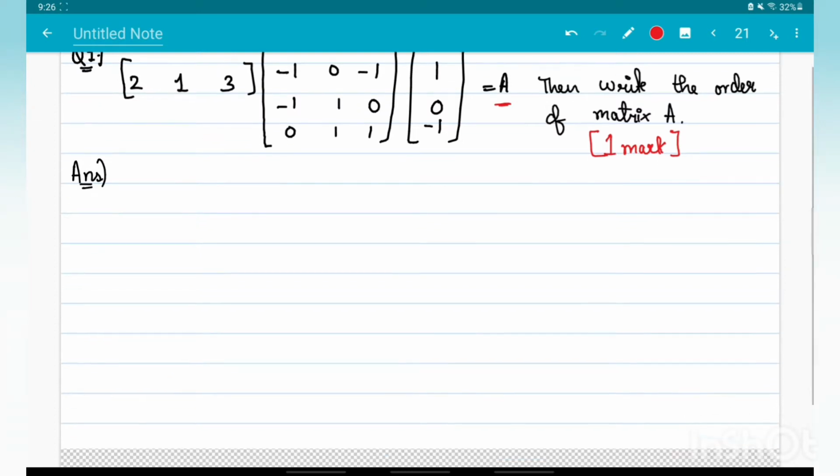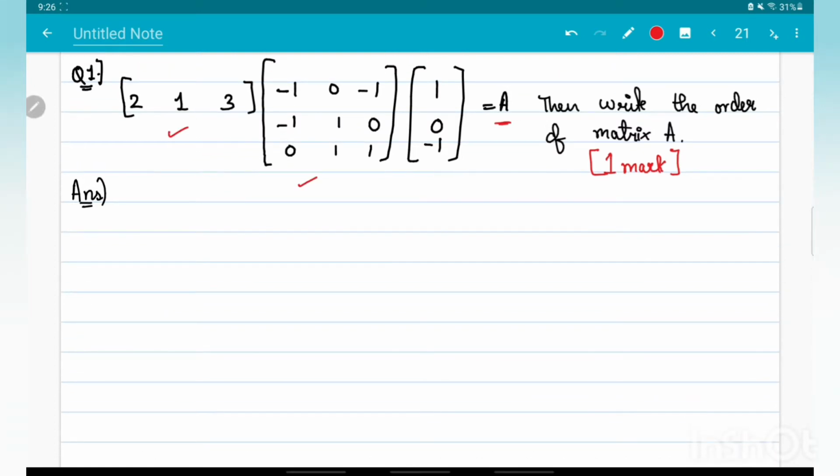So the first step is, let me solve these two matrices first. Let me multiply these two matrices, and the final result that I get, I will multiply with this last matrix, and then we will get the matrix A. So first let us multiply the first two. Now if you see, this matrix is of order 1 by 3. Now you know how to write the order of a matrix. You basically write it as rows by columns. So in this there is 1 row and 3 columns, so the order of that matrix is 1 by 3.